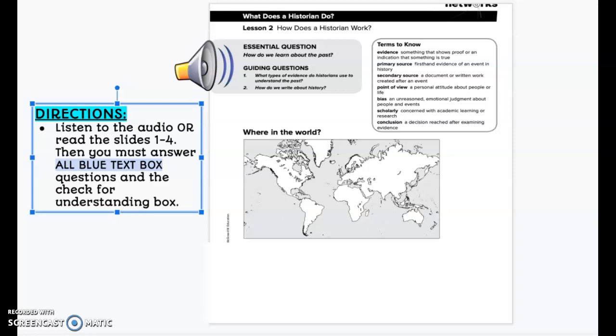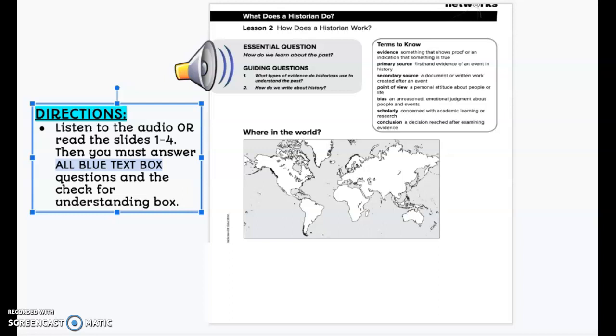Directions. Listen to the audio or read the slides 1 through 4. Then you must answer all blue text box questions and the check for understanding box. What does a historian do?